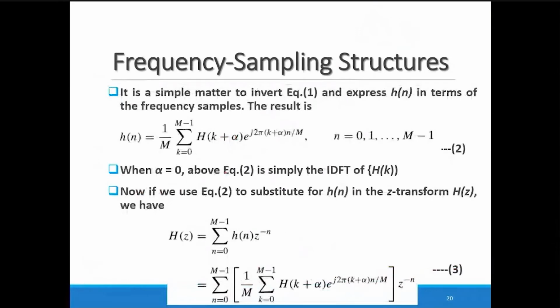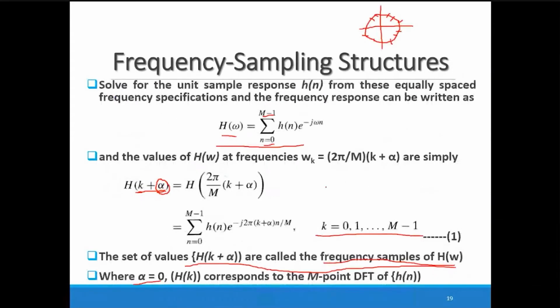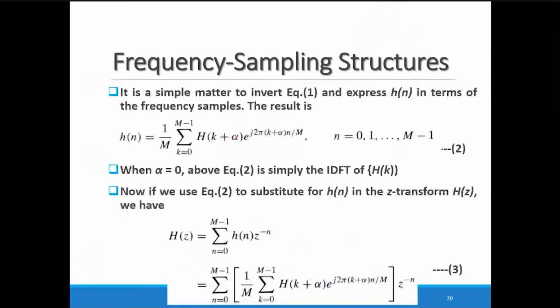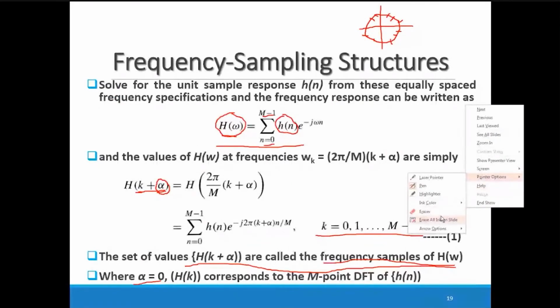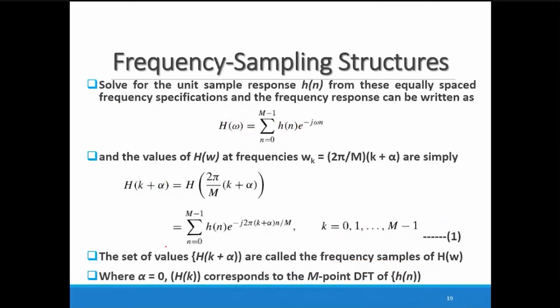Now, it is a simple method. First h of n is given, and we obtain the frequency response of that. Now from this frequency response, we again have to obtain the original signal from each sample. So here we are applying the inverse DFT. It is mentioned as a simple method to invert equation 1. Whatever equation 1 we have written, let me erase all the ink. Okay, this is your equation 1.